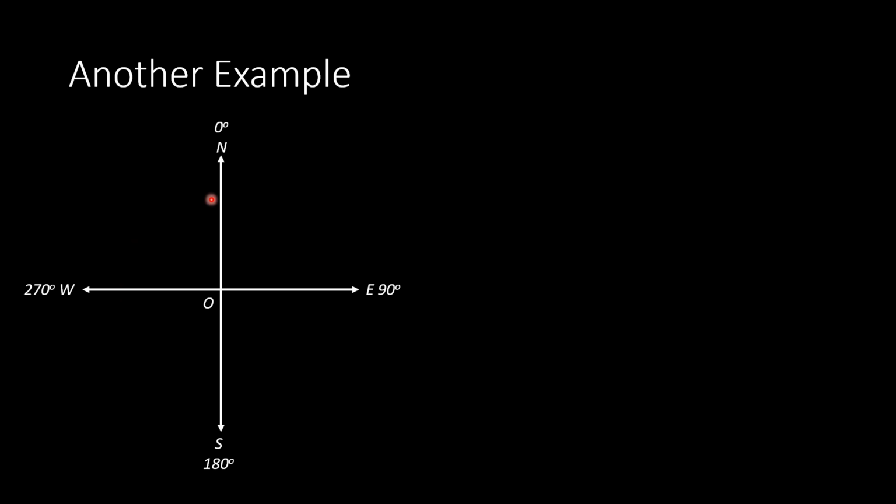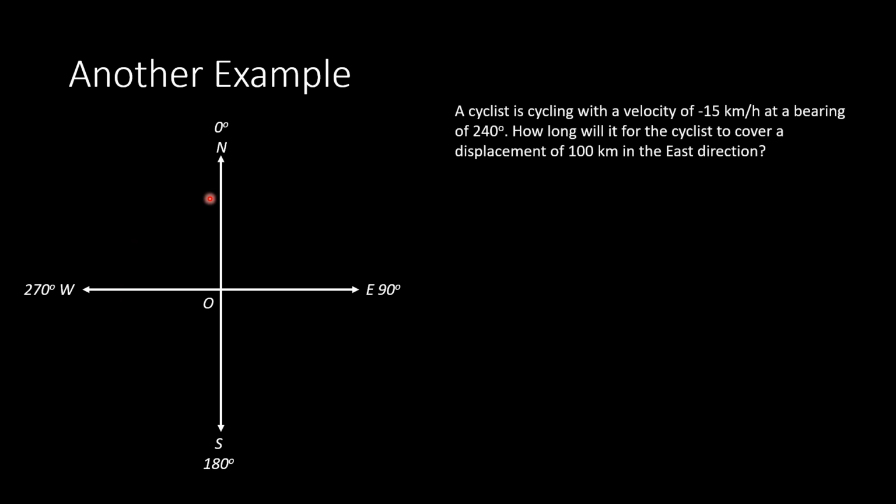So we've completed a circle starting from north, going to east, then to south, then to west, then to north again. And then we've got an example: a cyclist who is cycling with a velocity of negative 15 kilometers per hour at a bearing of 240 degrees. The question states, how long will it take for the cyclist to cover a displacement of 100 kilometers in the eastward direction? Right, so there are a few things going on within this question.